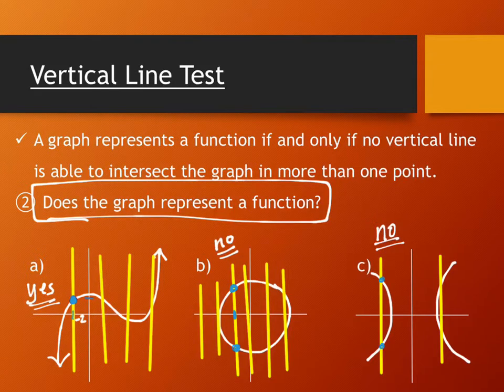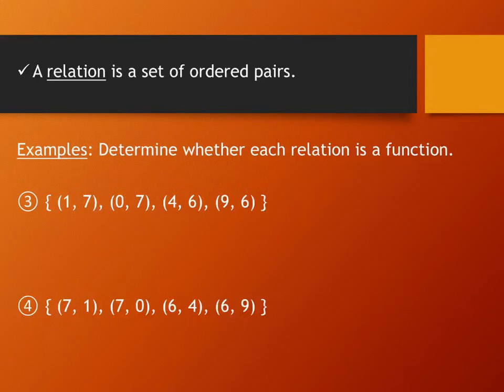A function has this very unique situation where the input has to have only one output. But if you have other situations, you actually have something called a relation. A relation is a more general statement. A relation is simply a set of ordered pairs. There's no conditions. So 3 and 4 here are relations because they're sets of ordered pairs.